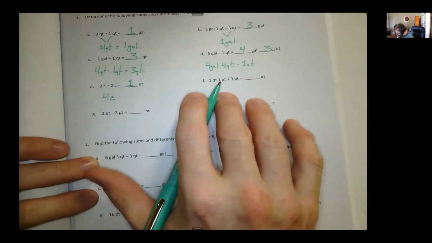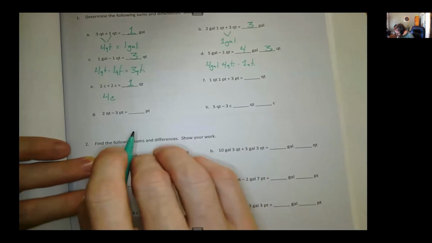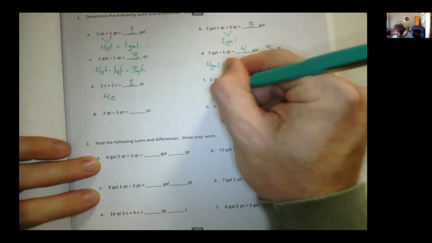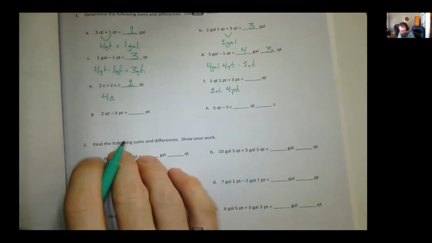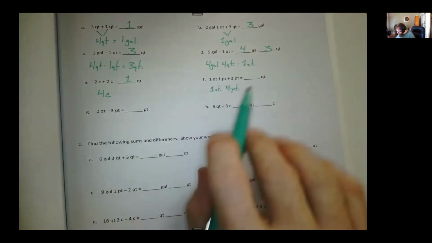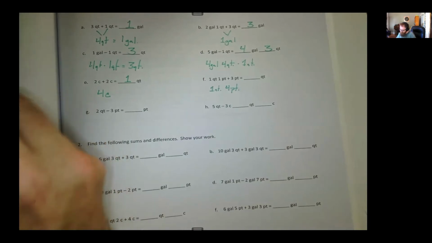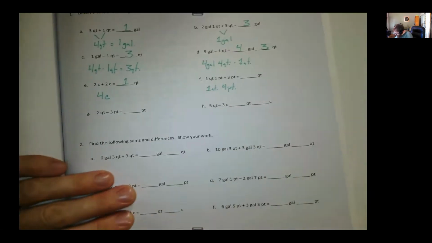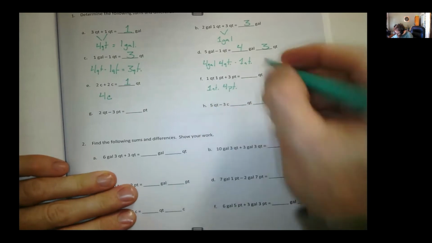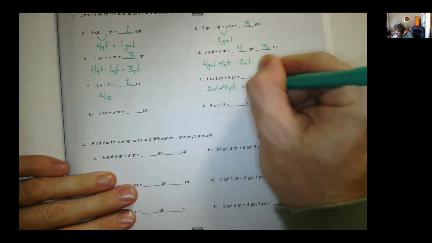F, 1 quart, 1 pint, plus 3 pints. That gives us 1 quart, 4 pints. Well, what are 4 pints equivalent to in quarts? 4 pints are equivalent to 2 quarts. So this is 1 quart and 2 quarts equals 3 quarts.